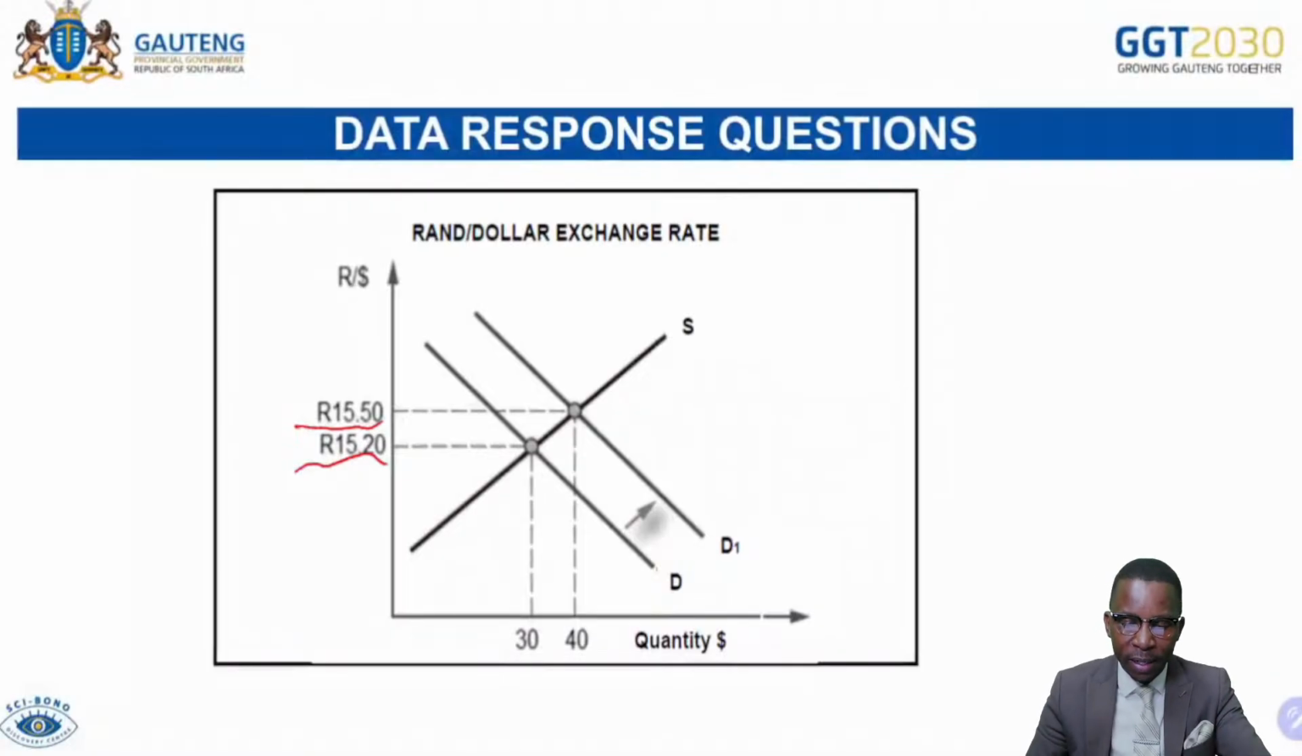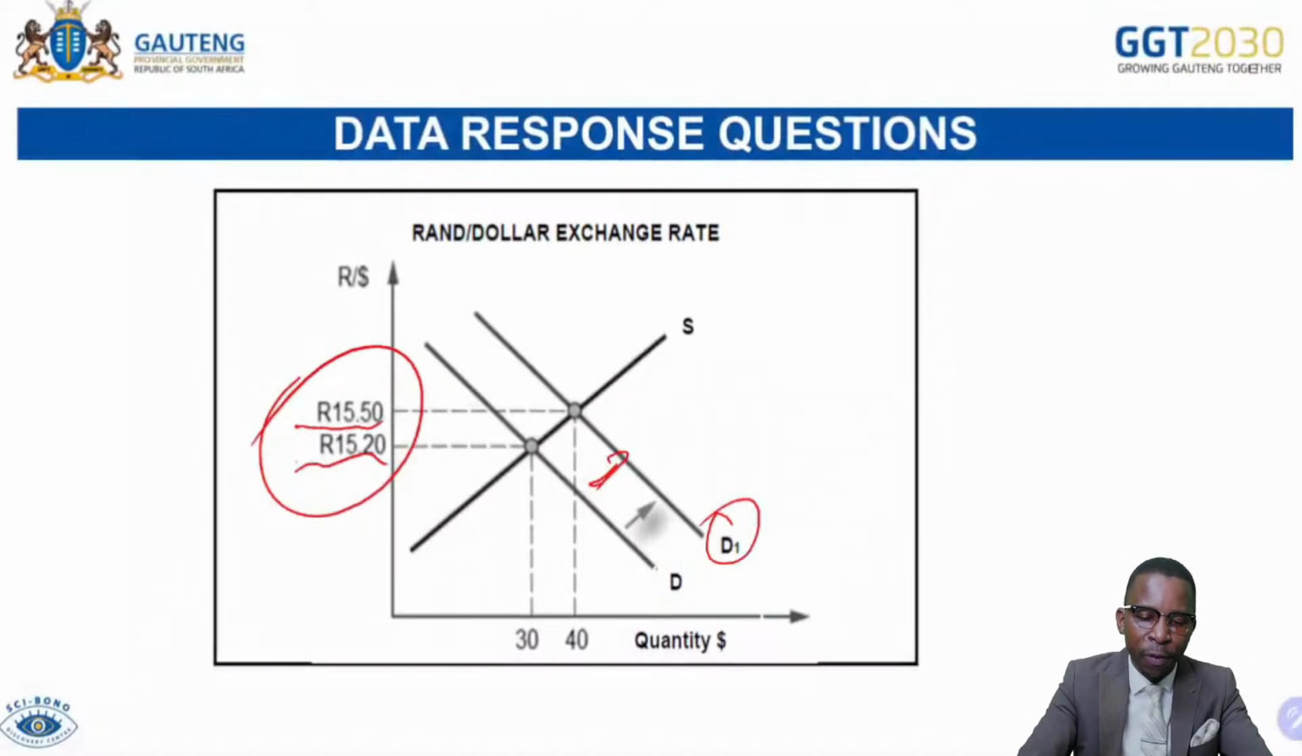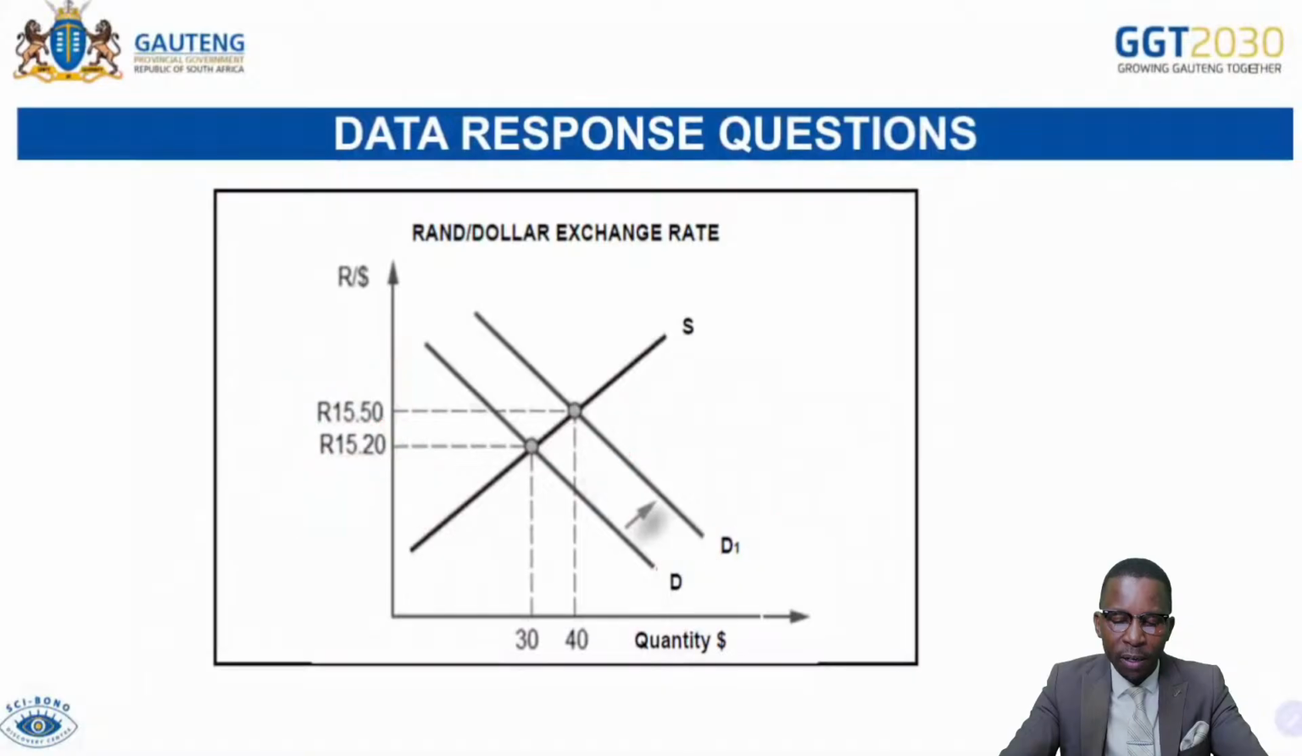But if it moves from 17 rand to 10 rand, that's an appreciation, because that means we can afford more of the foreign currency. And then we can see that demand is increasing from D to D1, moving from left to right. In that situation, that means our currency is losing its value, or is depreciating. Then supply remains constant. Then our rand depreciates here from 15 rand 20 to 15 rand 50.